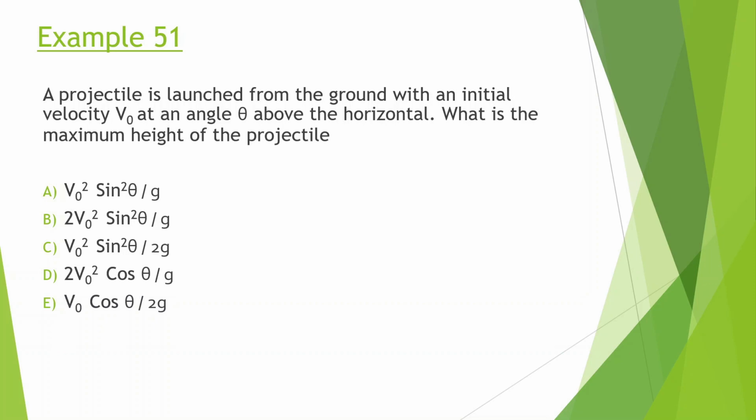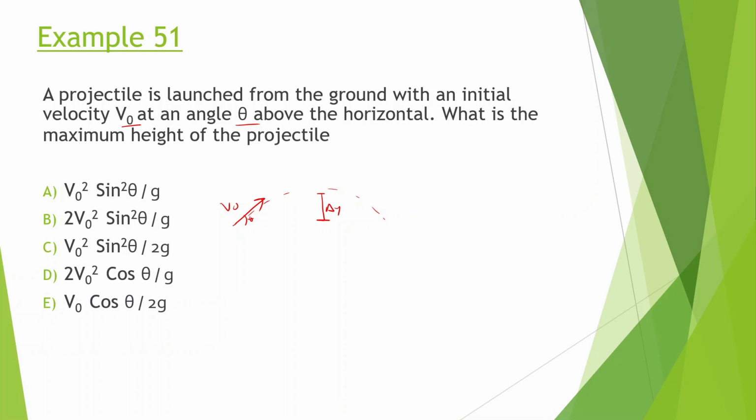All right, a projectile is launched from the ground with initial velocity v initial at an angle theta above the horizontal. What is the maximum height of the projectile? Okay, so let's again draw the problem out. Same kind of problem actually, v initial, theta, except this time we want to find what the maximum height is. So let's see the variables we know.